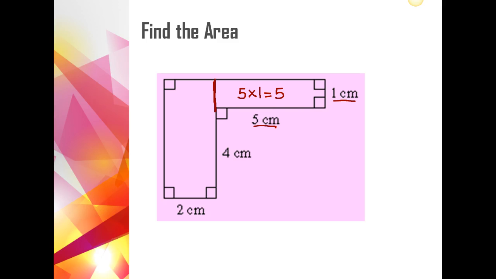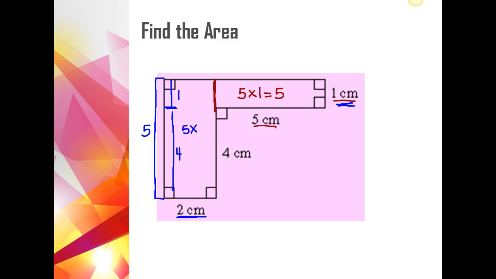To find the area of the other rectangle, we know that one side length is 2 centimeters, but we will need the length of the other side. We can use the fact that opposite sides of a rectangle are equal to help us. We know that from here to here will be 4 centimeters. Then, from that point to the top will be 1 centimeter, because it is opposite the other end, which is also 1 centimeter. The total length of this side will be 5 centimeters.